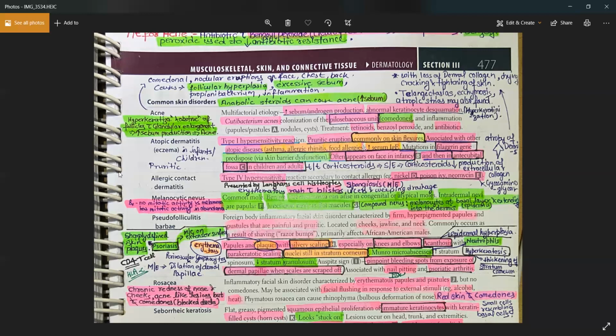That would be about allergic contact dermatitis. Any doubt? No, thank you.